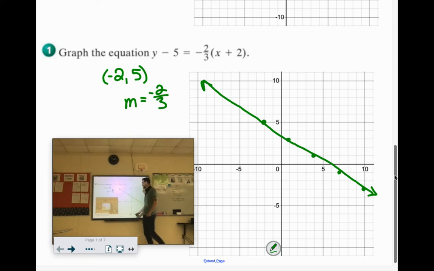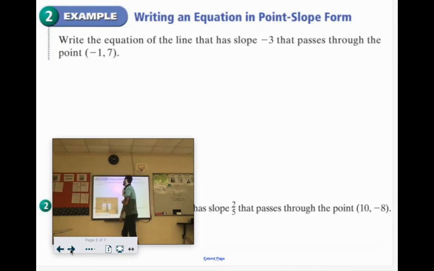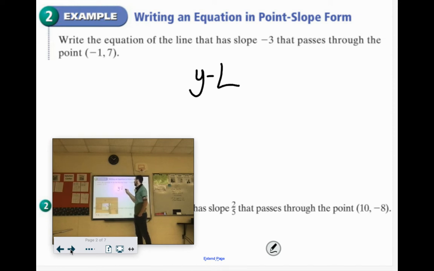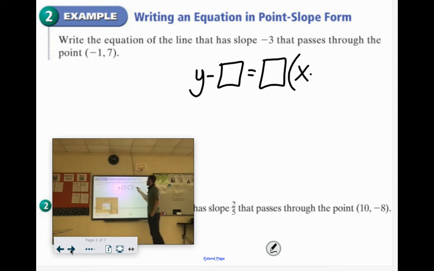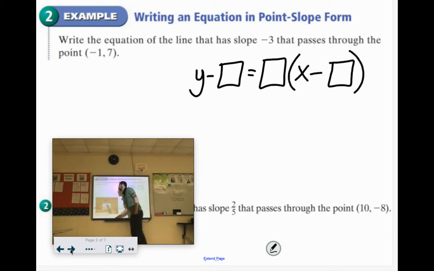Wasn't too bad, right? So now they're going to give us the information, and we're going to put it into the point-slope formula. Write the equation of the line that has a slope negative 3 that passes through the point negative 1, 7. So think of this like a fill-in-the-blank problem. We'll have y minus our y coordinate equals our slope times x minus our x coordinate. Now, negative 1, 7, which one of those is our y coordinate? 7.